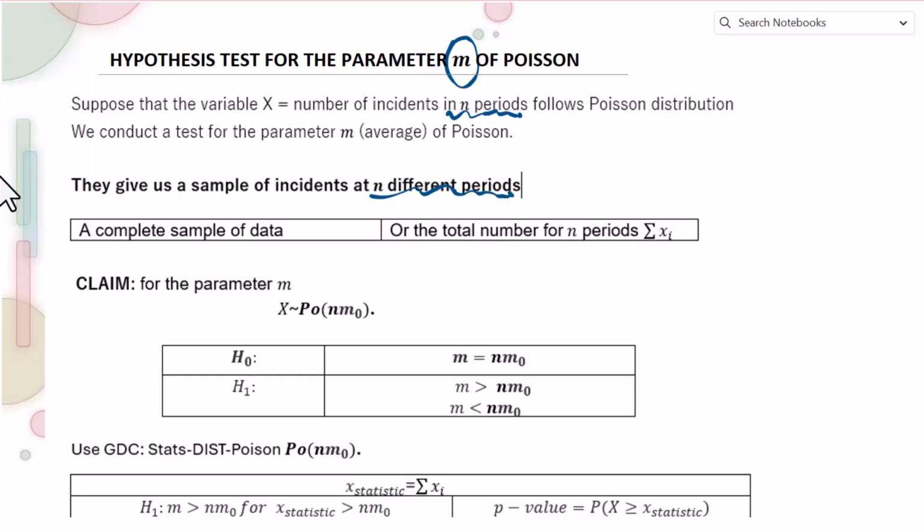Sometimes we are given a complete sample of data. Sometimes we are given the total number for n periods. Claim for the parameter M: X follows a Poisson distribution with mean n times M sub 0. For H0, M equals n times M sub 0. H1 will be M greater than n times M0, or M less than n times M0.